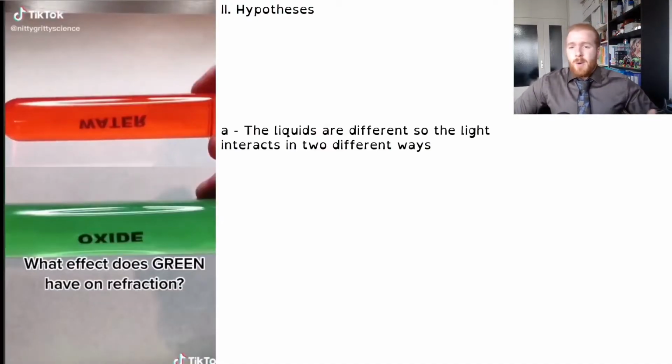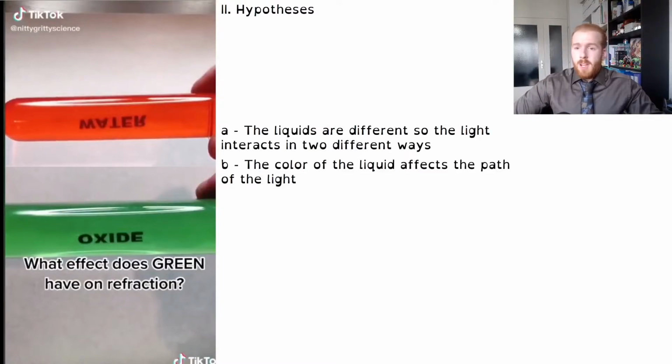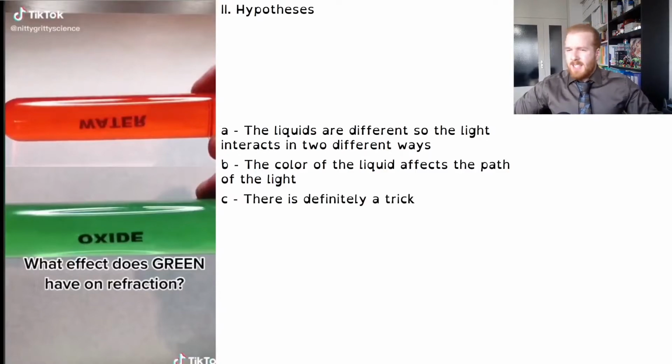First one, the liquids are different so the light interacts in 2 different ways. Second, the color of the liquid affects the path of the light. And the third one, there's definitely a trick. Some of you would think the matrix is busted, right?